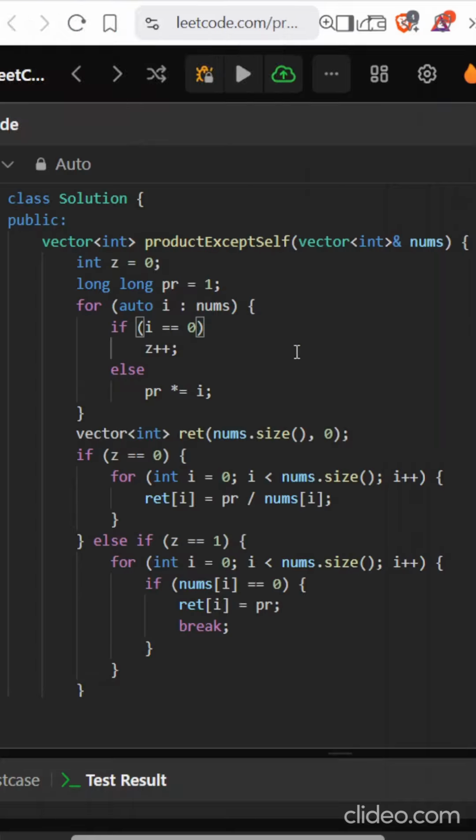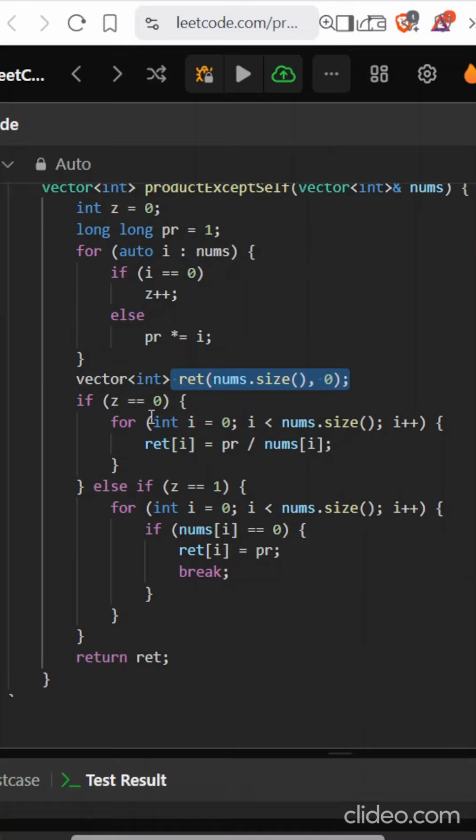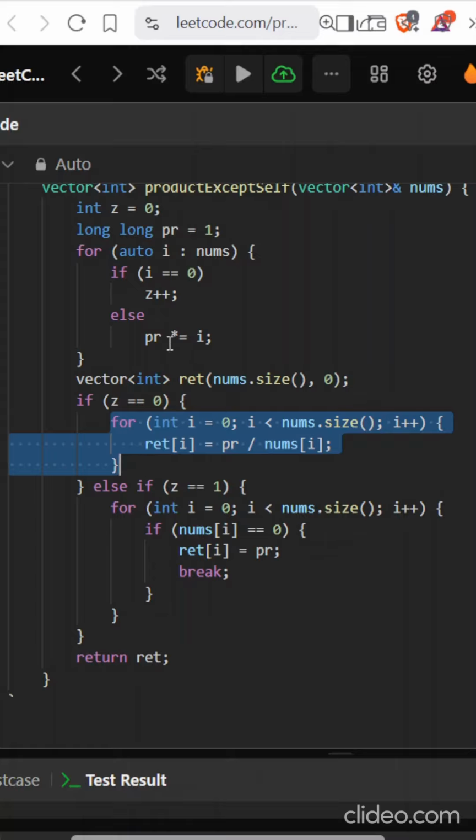So the idea is we'll simply create a variable that will store the count of the zeros. If the count of zeros is greater than 1, in that case we'll simply return all zeros. But if the count of zeros is 0, in that case the product I have taken, that is pr, is the product that I am taking by multiplying everything in nums except 0. I will simply take pr divided by nums of i and store that in the required index.